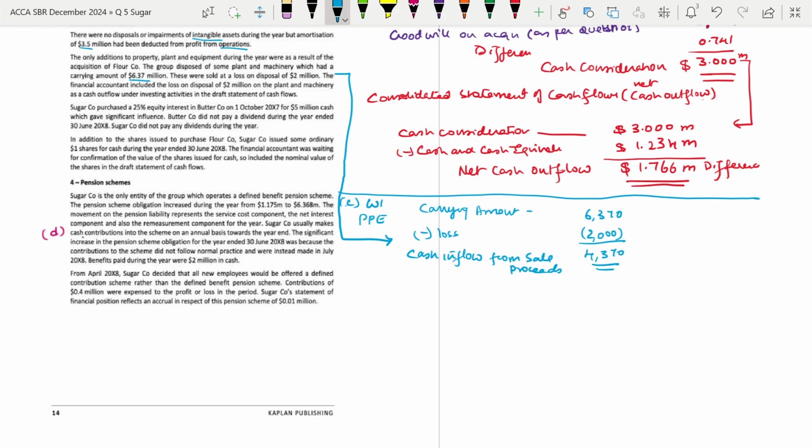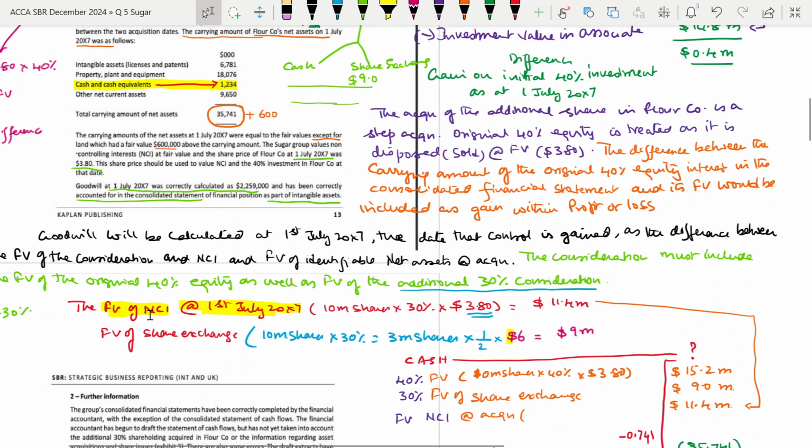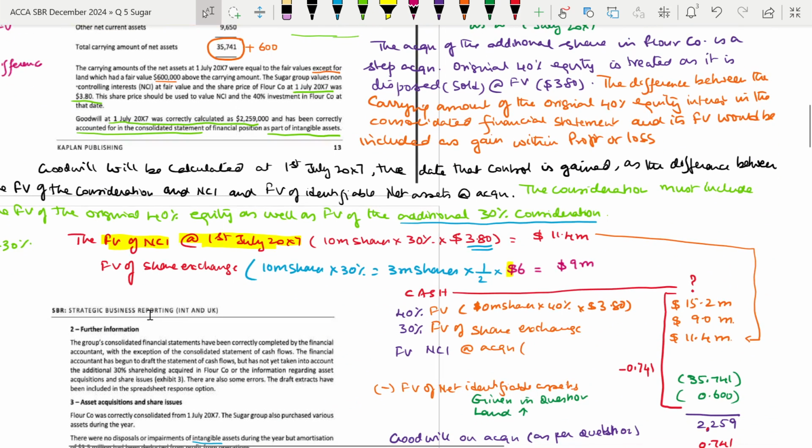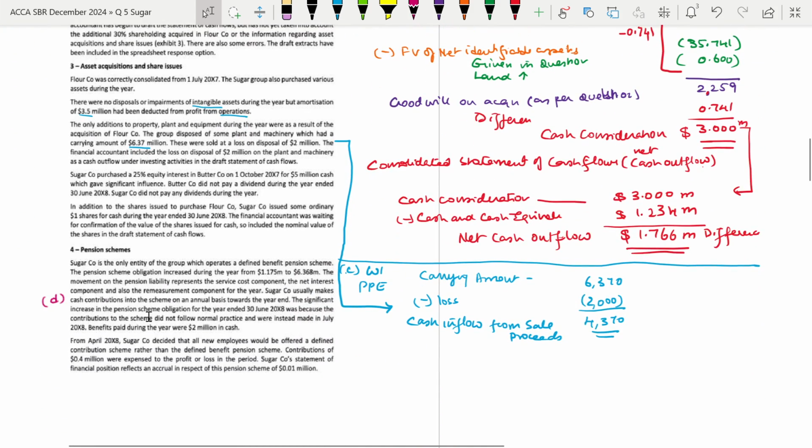They are saying intangible assets. How much are the intangible assets? Check the balance. 6,781, is it right? How much are the intangible assets? Have they given any balance? Check.